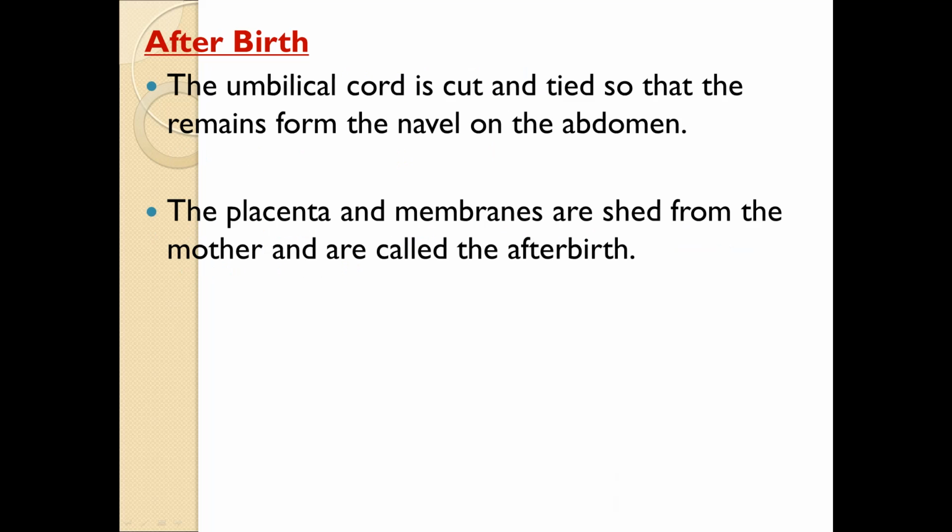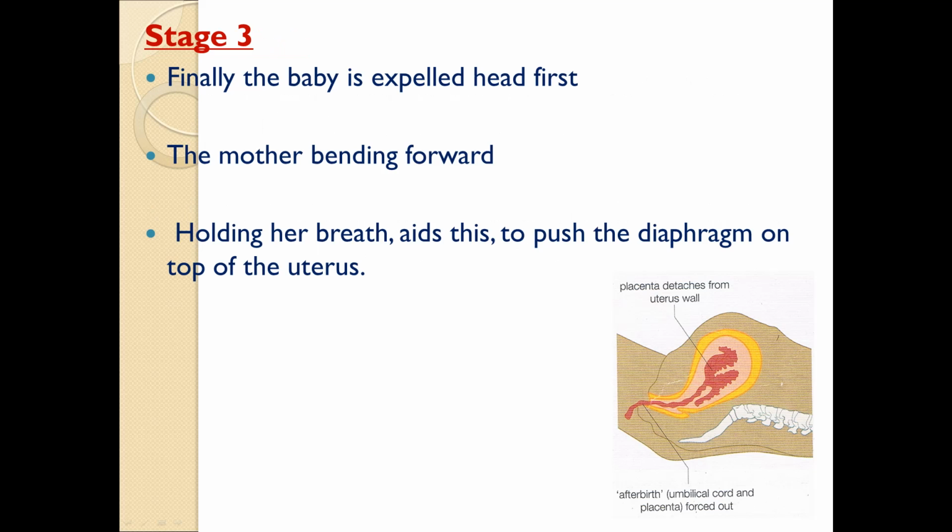The placenta and membrane are shed from the mother and are called afterbirth. So what you're seeing in the image here down the bottom, the placenta, that was on the remainder of the umbilical cord. Those two are known as the afterbirth.